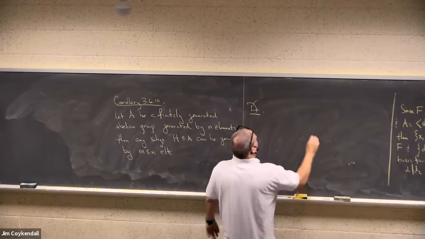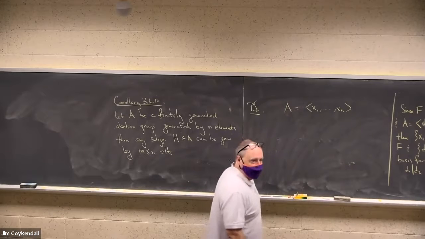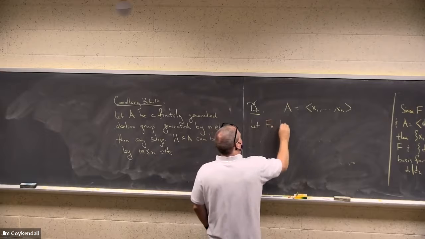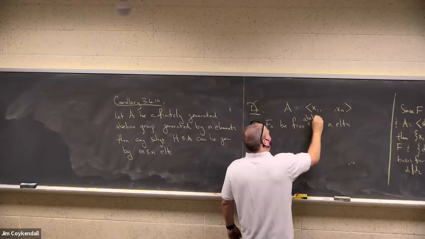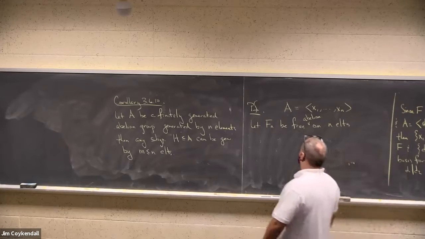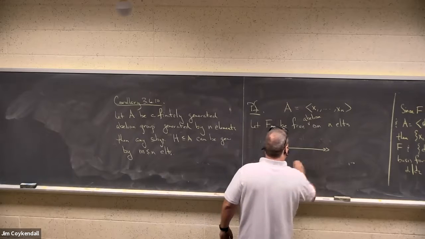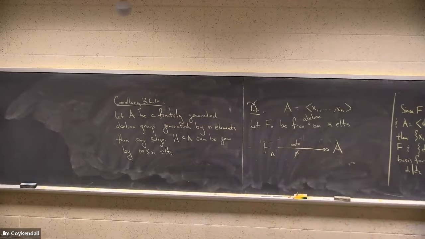Short proof of this. So suppose A is generated by x1 to xn. And let Fn be free abelian. So what we have is there exists a homomorphism from Fn onto A. This comes from our proof earlier that any abelian group is the homomorphic image of a free abelian group. And if our group that we're interested in is generated by n elements, it's a homomorphic image of a free abelian group on n elements. Everybody okay with that? Now, what I'm curious about is a subgroup.